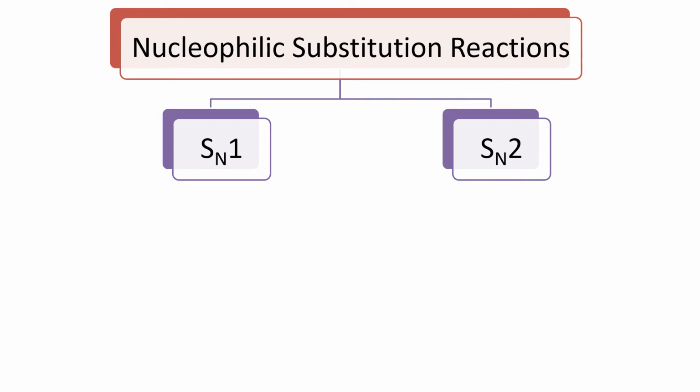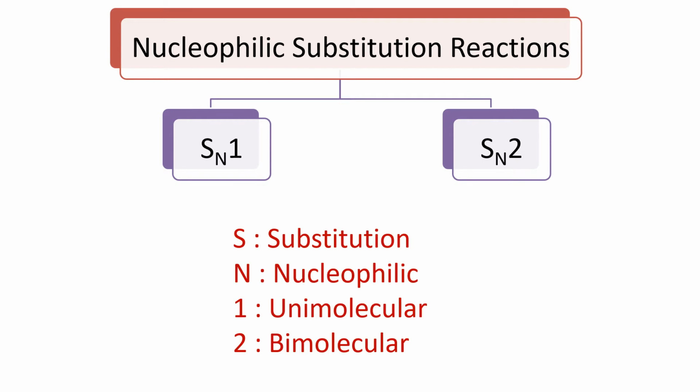Mechanism of a reaction is the sequence of steps through which reactants are converted into products. Mechanism represents the pathway of conversion of reactants to products. There are two ways by which alkyl halides undergo nucleophilic substitution reactions, just like there can be two roads to go from one place to another. The two mechanisms which are observed in various nucleophilic substitution reactions are denoted by SN1 and SN2. S stands for substitution, N for nucleophilic, 1 unimolecular and 2 bimolecular.